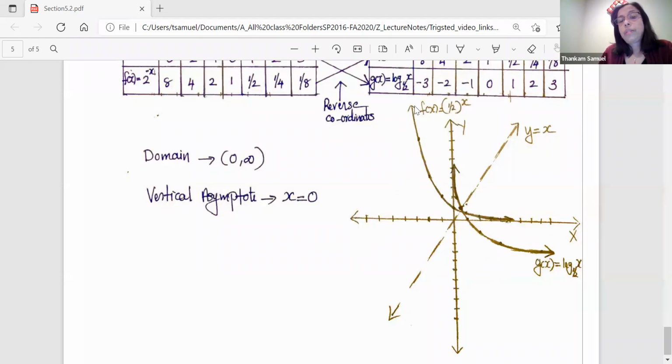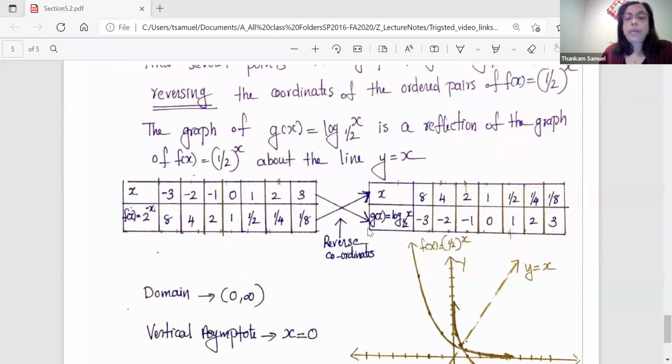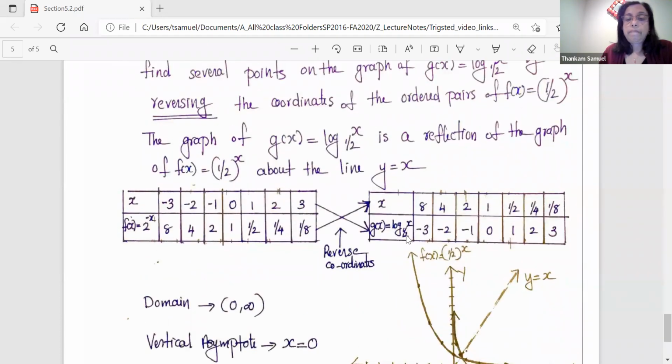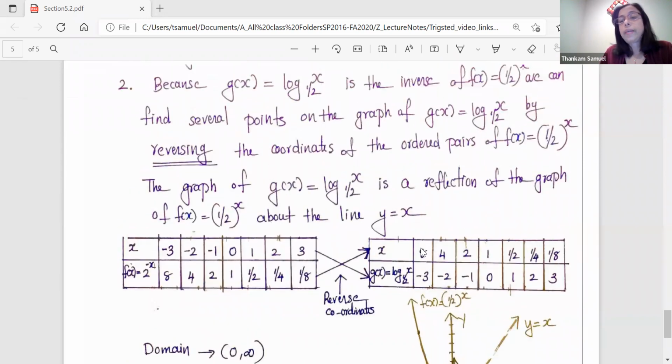And also the range of this exponential function is 0 to infinity. 0 has a parenthesis because it doesn't include 0. So that becomes the domain of the logarithmic function, that is 0 to infinity. So we can use this method to sketch the graph of the logarithmic function.